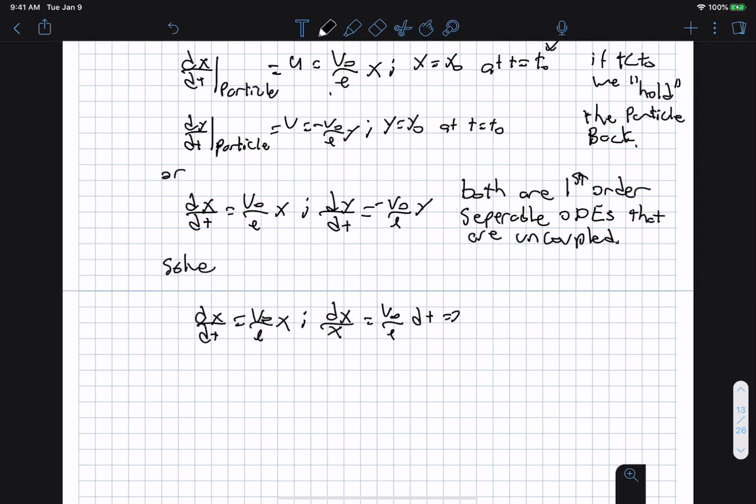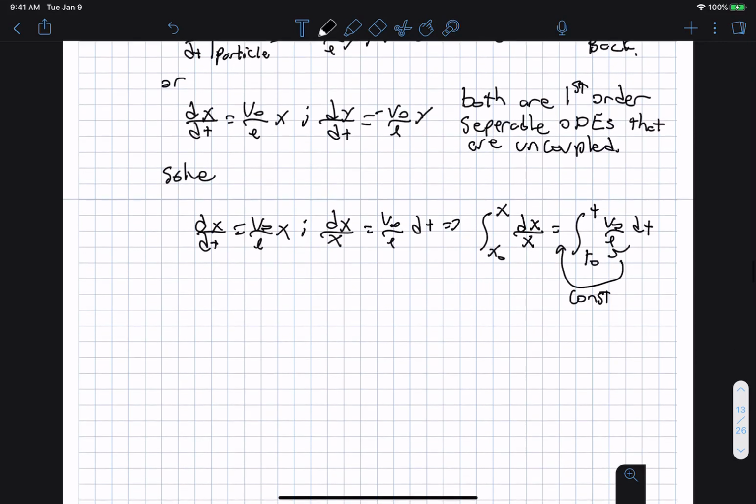And if it's separable, we can just integrate from our initial conditions. So we are releasing the particle at initial x position x naught, and we are going to integrate to some position x: dx over x equals the integral from the release time of the particle to the final time t of v naught over L times dt. And that's just constant, so we can yank that out of the integral.